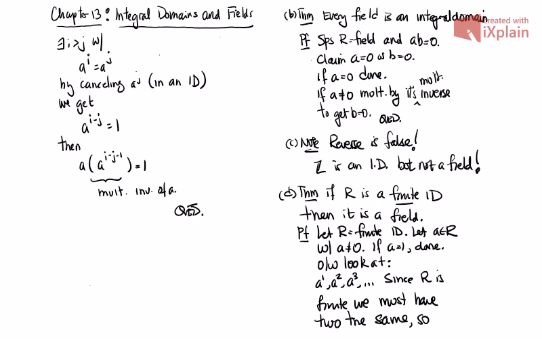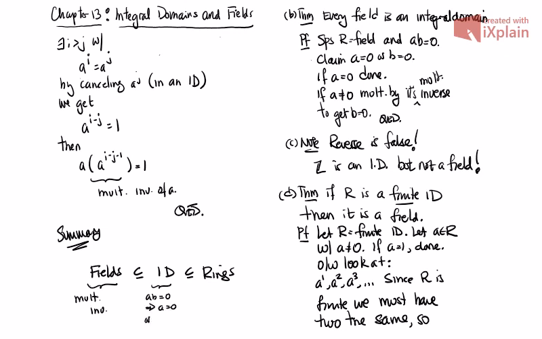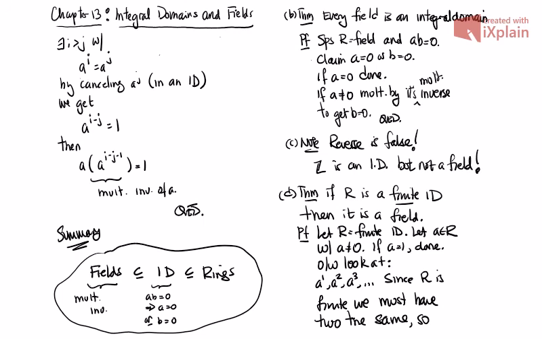So that's the end of chapter 13. Just to summarize, fields are a subset of integral domains, which are a subset of rings. The difference being in a field, we have multiplicative inverses. In an integral domain, we have ab equals 0 implies a equals 0 or b equals 0. And so this is sort of where the focus is. Keep this structure in mind as we go forward, looking through different kinds of rings, integral domains, and fields. That's the end of 13.